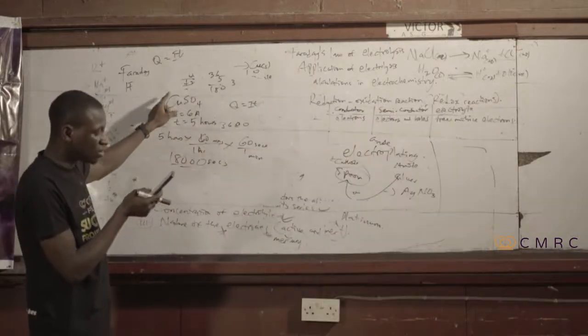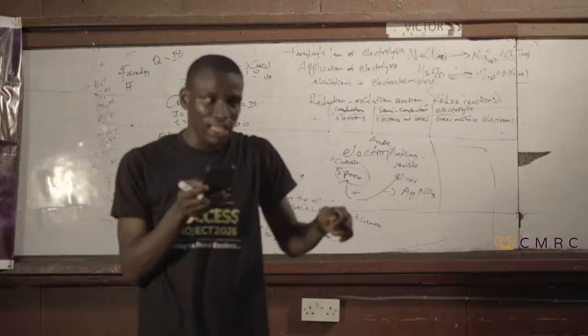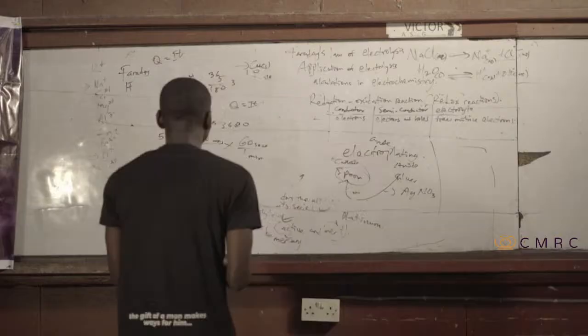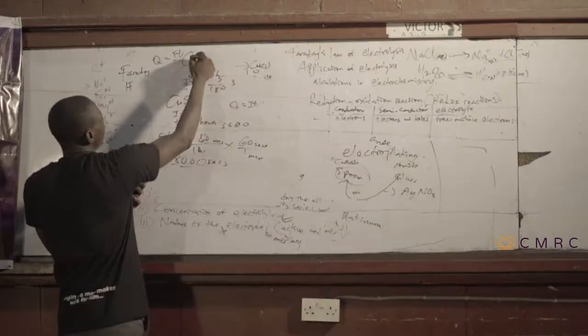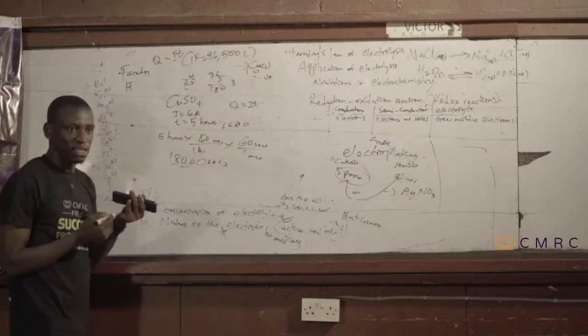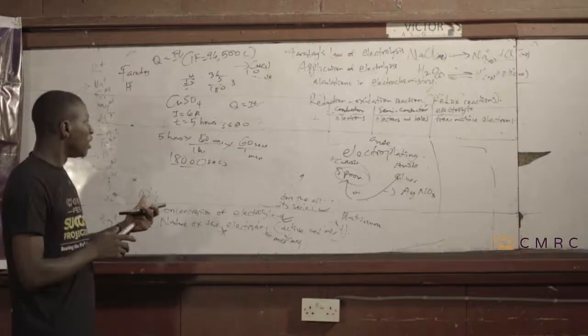Calculate the mass of copper deposited. Now, they are giving us in the question that 1 F equals 96,500 coulombs. That is the value of 1 Faraday. 1 Faraday equals what? 96,500 coulombs.